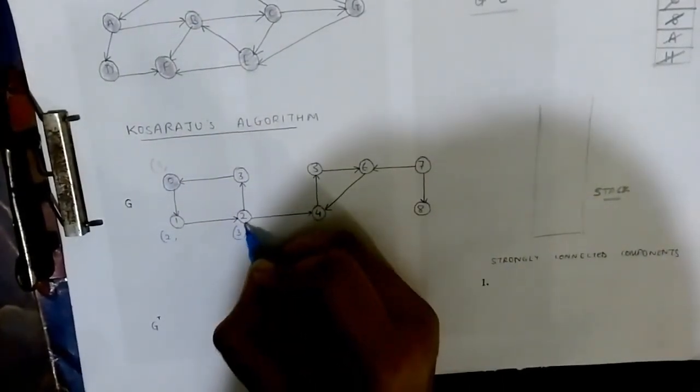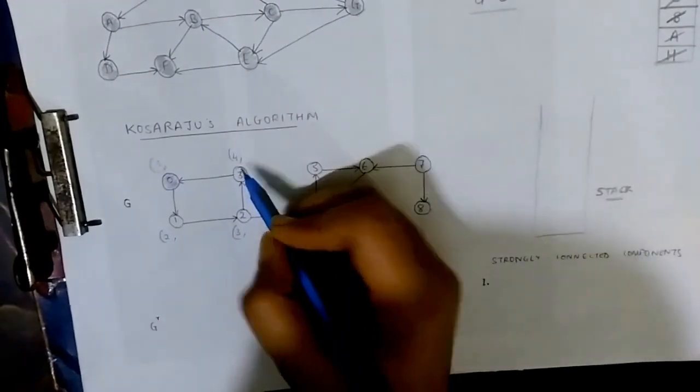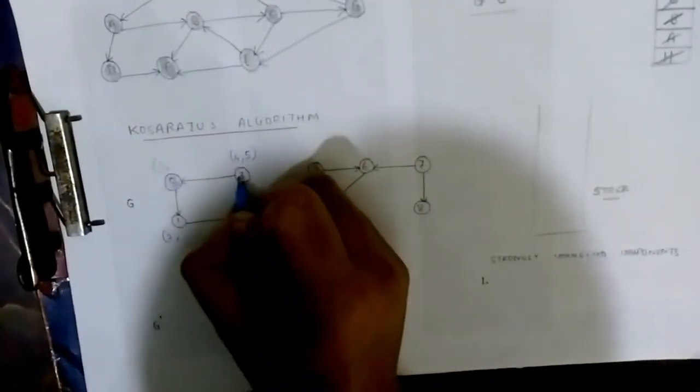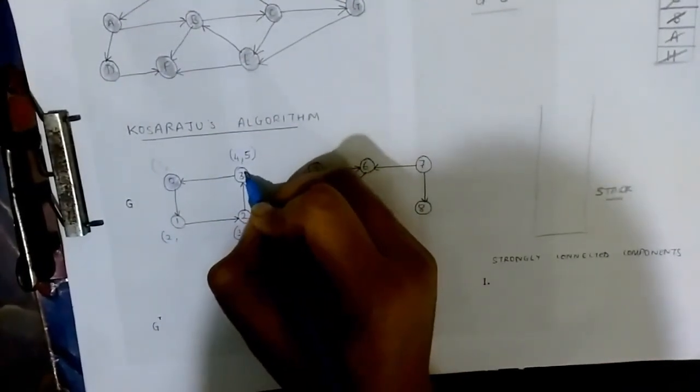Okay, so next from 2 we go to 3, we mark it as 4. From 3 we cannot go anywhere, so we end it right here. From 3 we can actually go to 0, but it's already been visited, so we won't go there again. We mark it as end.